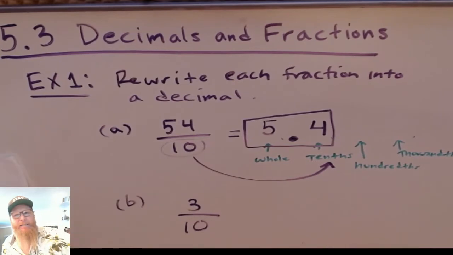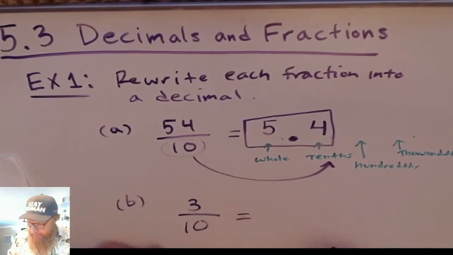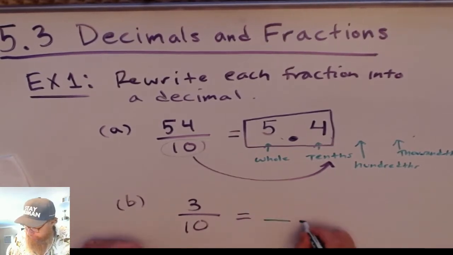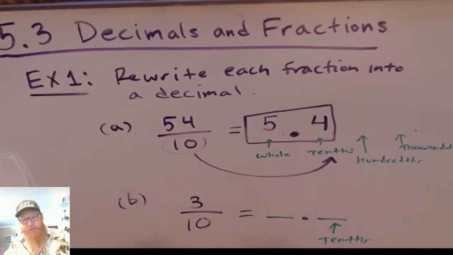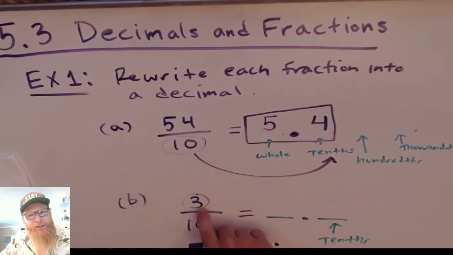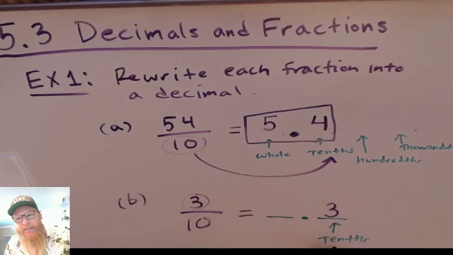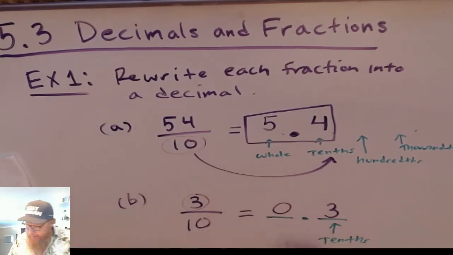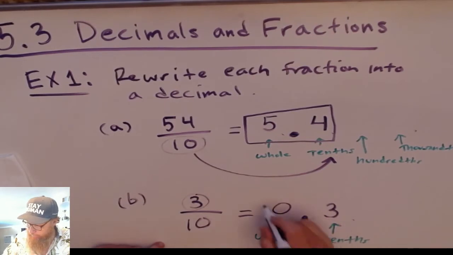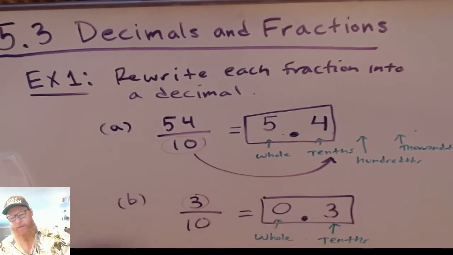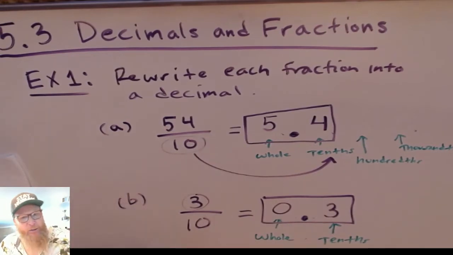So again, suppose I have 3 tenths. Well, find the tenths place. It's the first digit past the decimal point. And since this is a single digit, it's just 3. That is 3 tenths. There is no whole part. And so that would be 3 tenths, 0.3. So this is the technique for rewriting a fraction as a decimal, provided that the denominator is a power of 10.